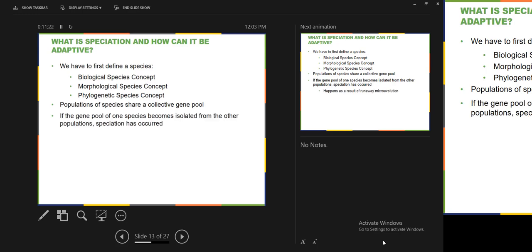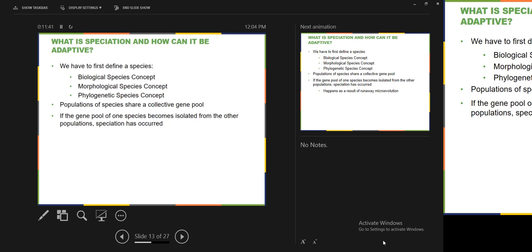So if the gene pool of one population, that should say population, it's kind of jumping the gun a little bit. If the gene pool of one population becomes isolated from the other population, speciation has occurred, and you have a separate species. Got a little excited in writing that statement.